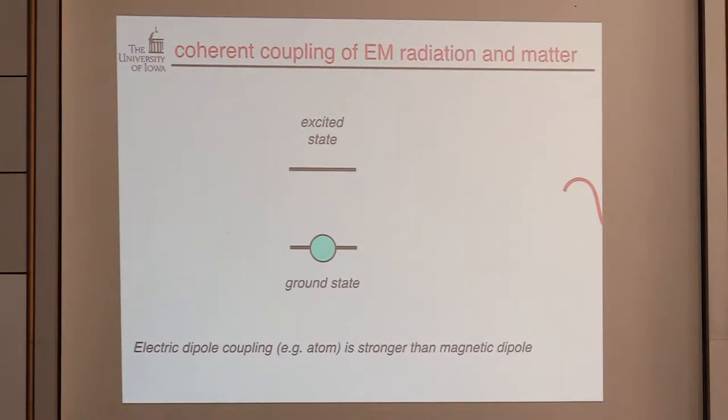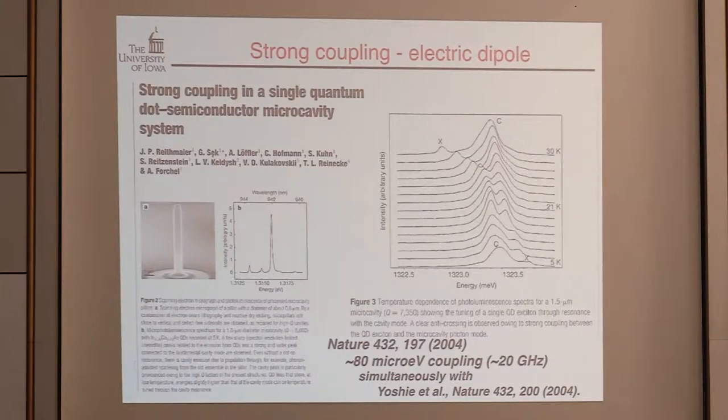Now, the way people would typically think about this is that the electric dipole coupling, for example what you see in an atom, is going to be much stronger than the magnetic dipole. And therefore, you should really be looking at transitions that are electric dipole transitions and forget about the magnetic dipole. This is the kind of thing that we had in mind.